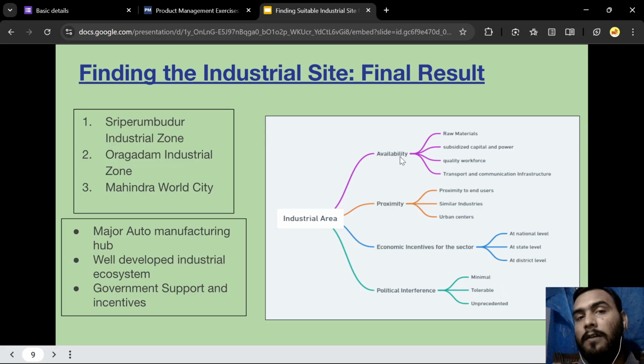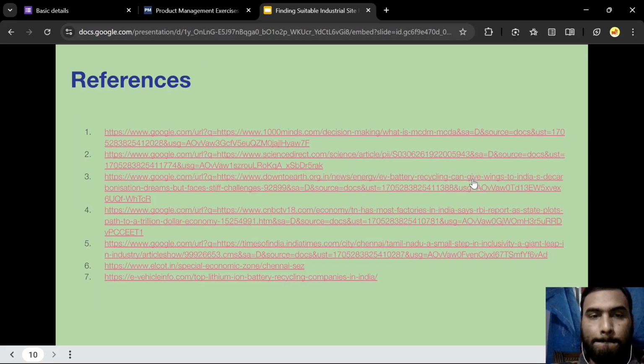Availability means raw materials, a quality workforce to work in the plant, and transport and communication infrastructure. And these are the references that I used for preparing this presentation. So that would be all.